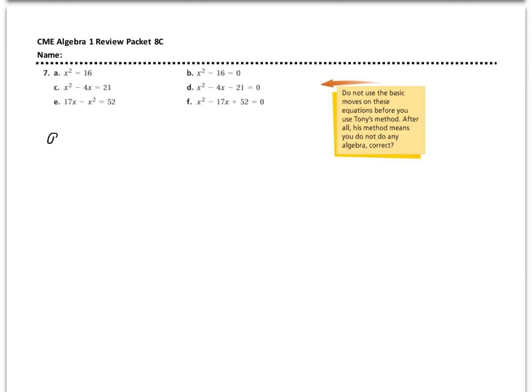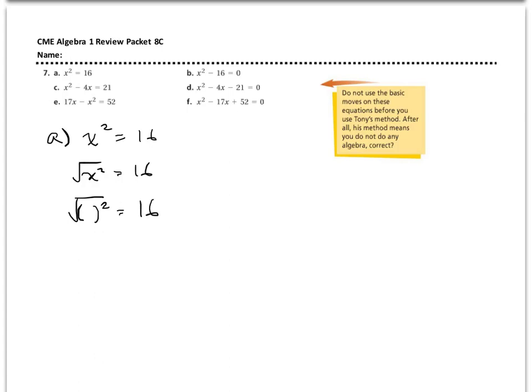So let me do A. So we have x squared equals 16. And in order to cancel that out, you need to take the square root of that. X squared equals 16. So what number can you plug in here to get 16?